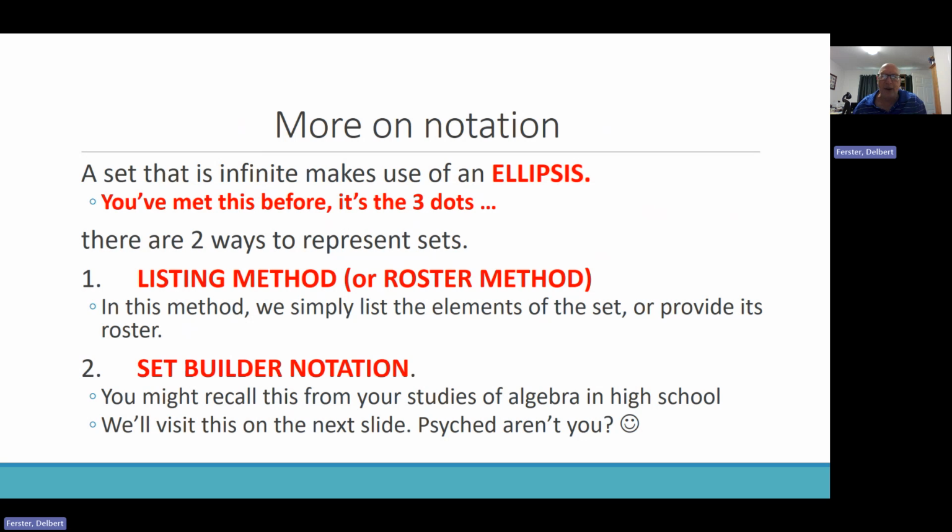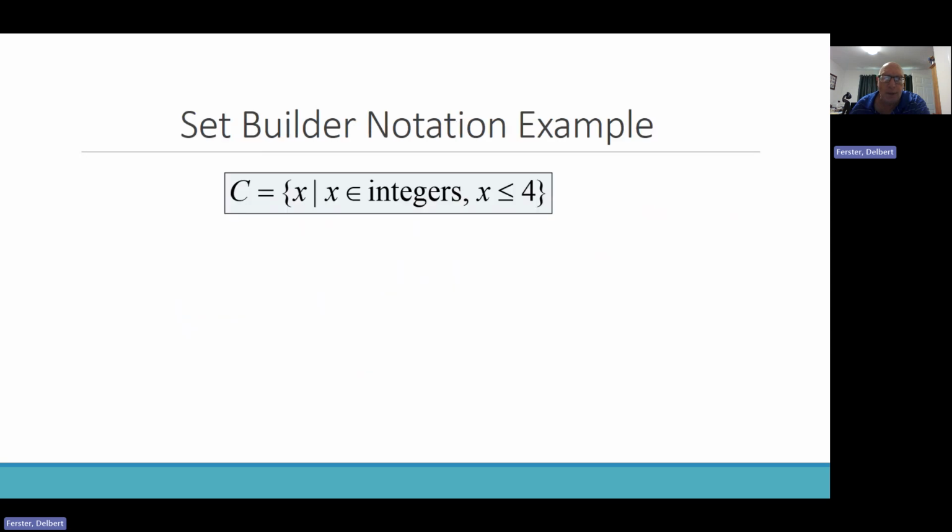If any of you ever looked in the back of your algebra book back in the day, you may have seen set builder notation, writing sets for some of your algebra exercises. We'll visit that coming up. It's probably a little harder. All right, here's a set builder notation example.